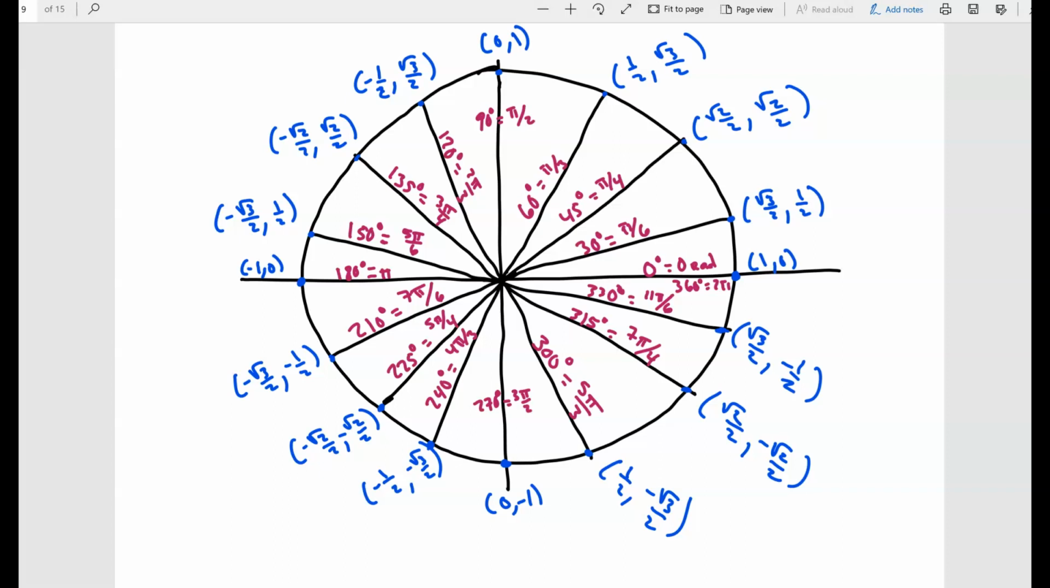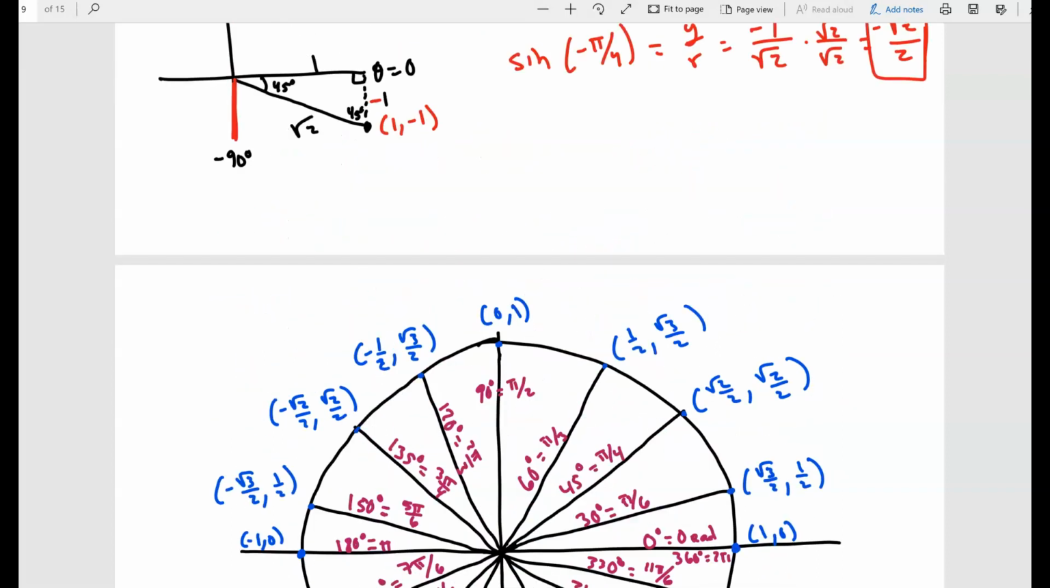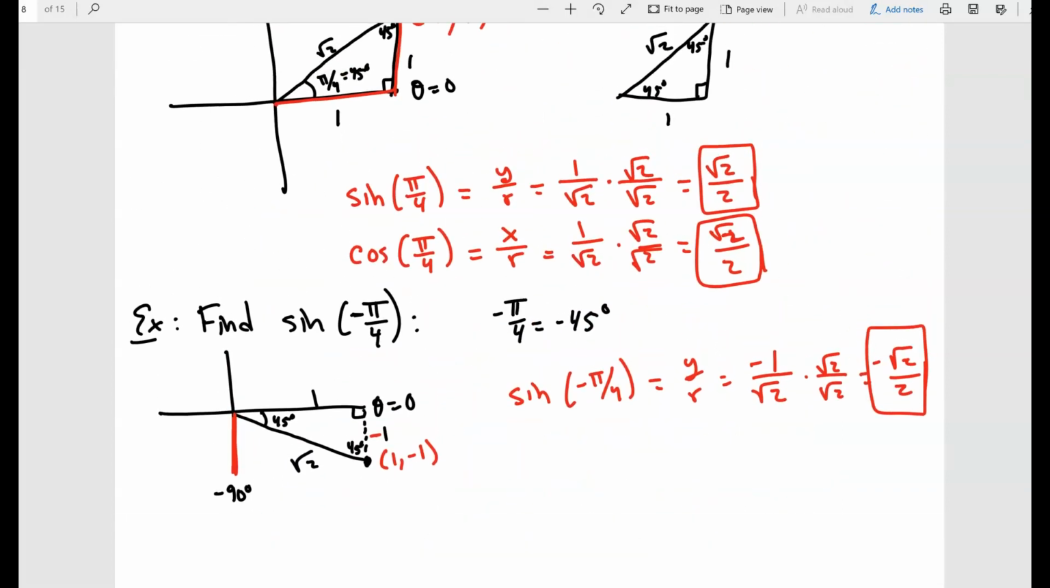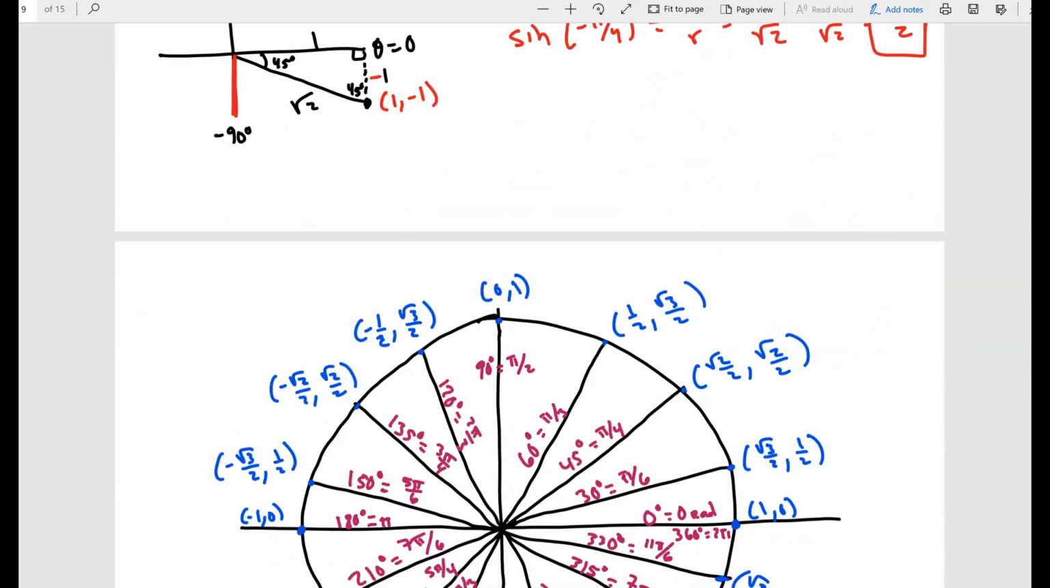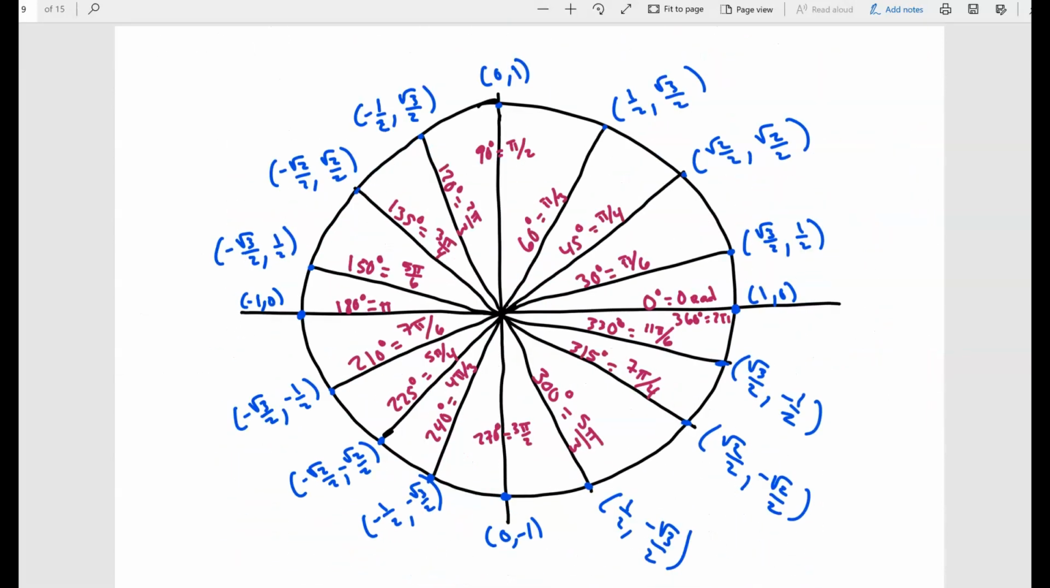So basically, we were looking at a couple of functions, sine and cosine, and we figured out that the sine of pi over 4 and the cosine of pi over 4 were square root of 2 over 2 and square root of 2 over 2. So if I look at sine of pi over 4 right here, here's pi over 4, you can see that the first value is square root of 2 over 2, and the second value is square root of 2 over 2.